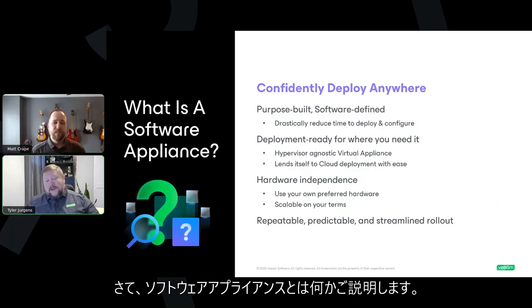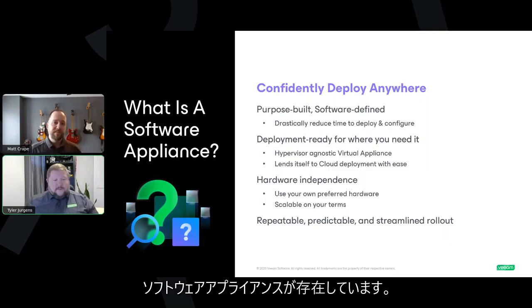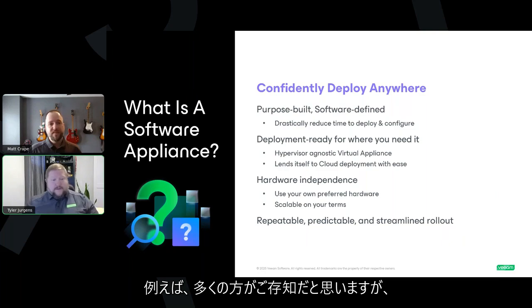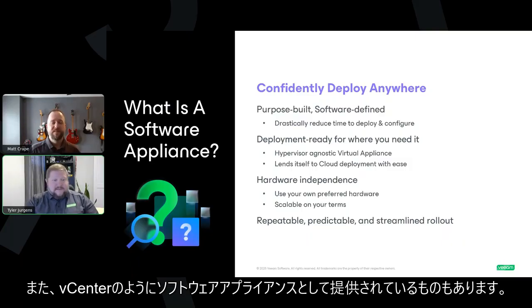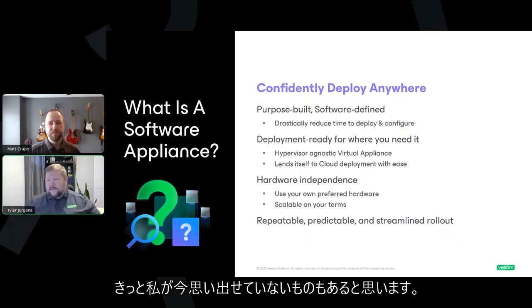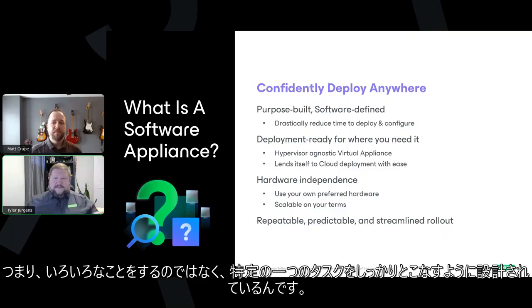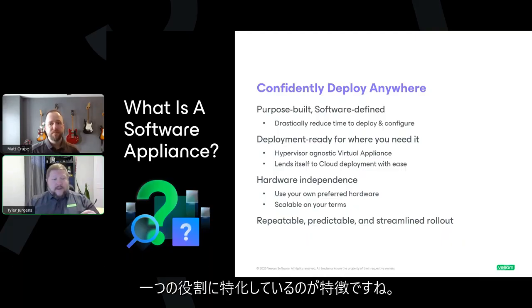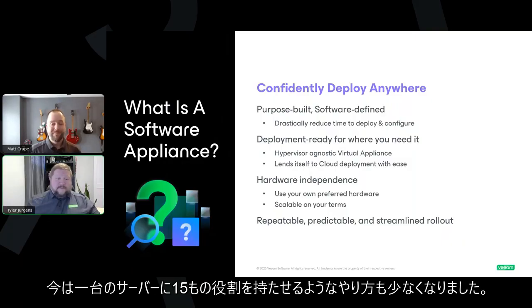So when we're talking about what a software appliance is, you get all these different kinds of software appliances on the market. I know a lot of people are probably familiar with the different firewalls that come as a software appliance. You've got your vCenters that come as a software appliance. There's a whole pile of different examples. I'm sure there's a few there that I'm forgetting. But really, it comes down to something that is purpose-built. It's specifically designed to do one task and one task really well, rather than a mishmash of different things. I know back in the day as an IT person, you'd have, I'm going to deploy one server, I'm going to deploy 15 different roles on it.